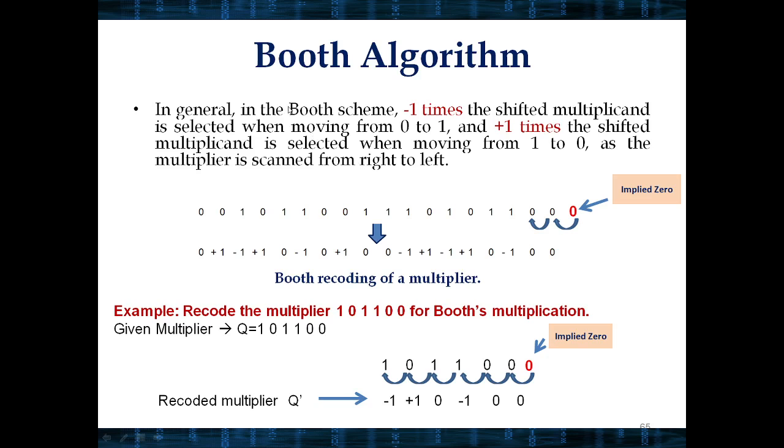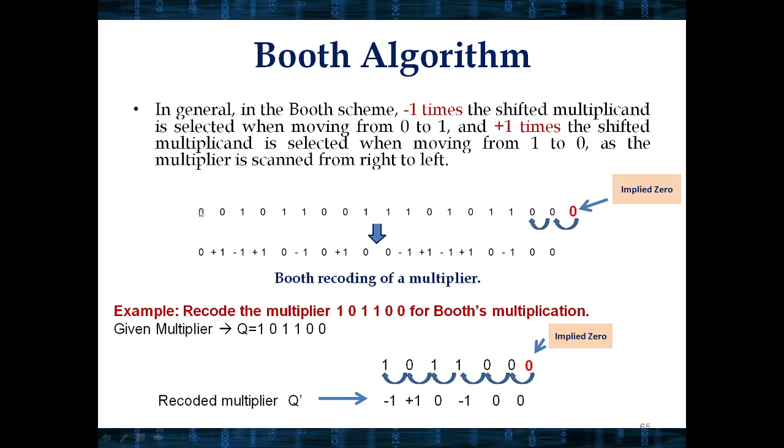So in general, in the Booth scheme, -1 times the shifted multiplicand is selected when moving from 0 to 1, and +1 times the shifted multiplicand is selected when moving from 1 to 0, as the multiplier is scanned from right to left. So -1 times means we need to take the 2's complement of the multiplicand value. +1 times means we need to consider the same value. So whatever the multiplicand value, we need to consider the same. So now we'll see one example.